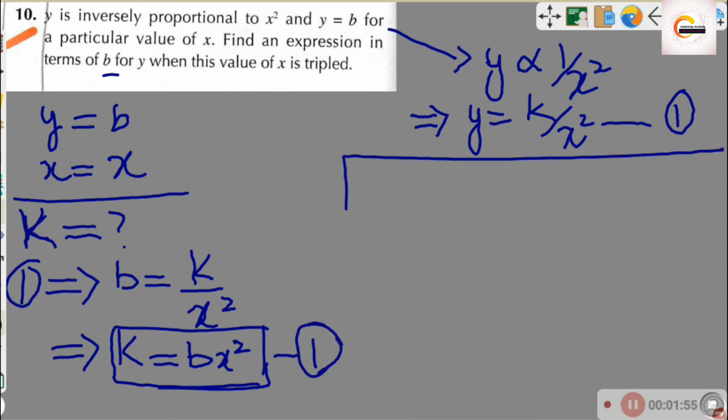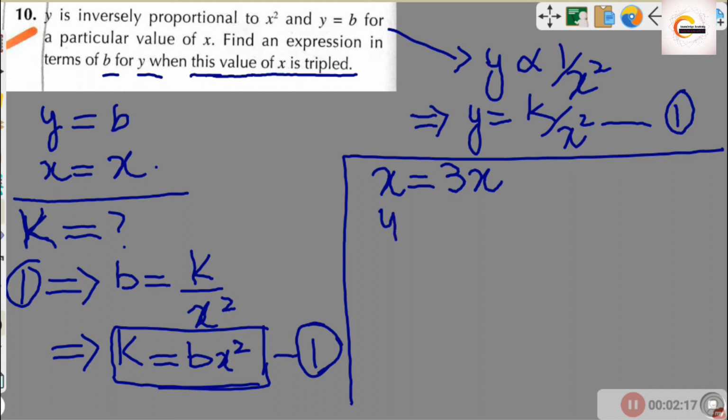Now let's get to another part. Find the value of y when the value of x is tripled. So initially the value of x is x. Now the value of x according to the question is tripled. That means 3x. So we have to find out the value of y, and we already know that the value of k is b into x square.